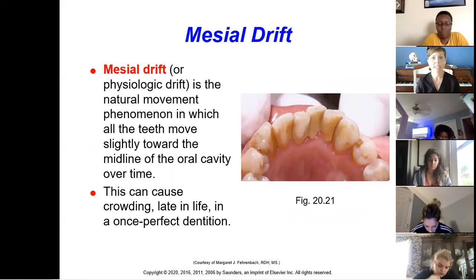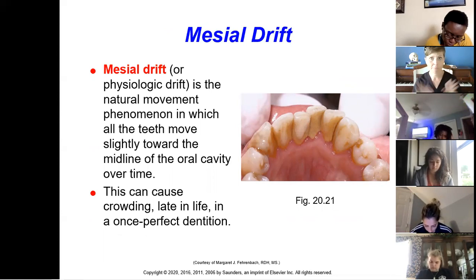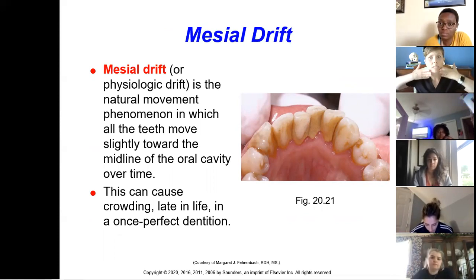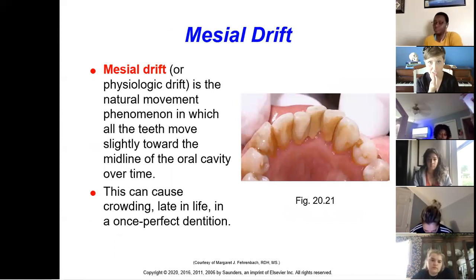Mesial drift. This is the natural movement phenomenon in the oral cavity. This happens because of, I mean, gravity, right? Everything pulls everything forward. As we get older, our noses get longer, our ears get longer. Our jaws, we start to get this mesial drift of our teeth and we get crowding in our anteriors, even though it was never like that before, but it starts progressively over time as we get older.